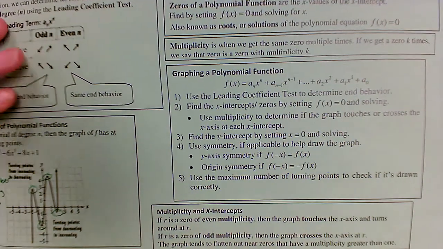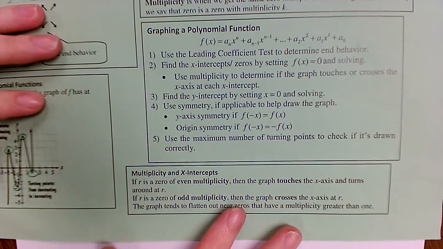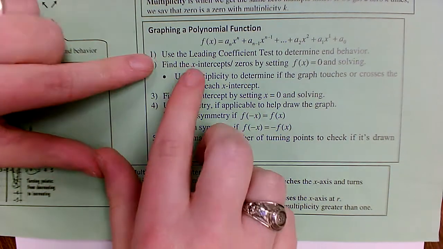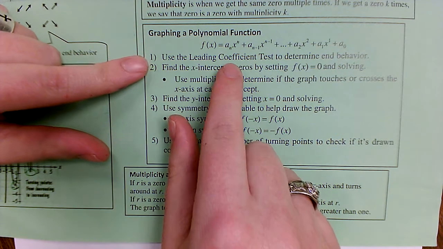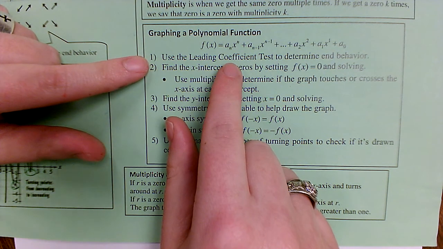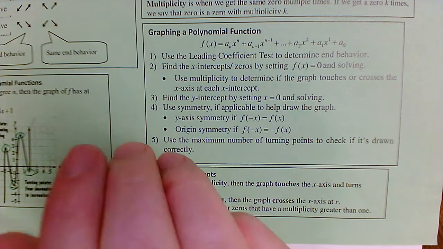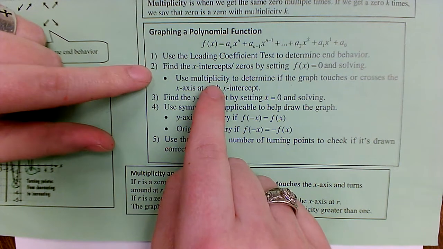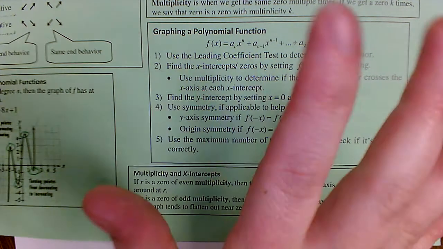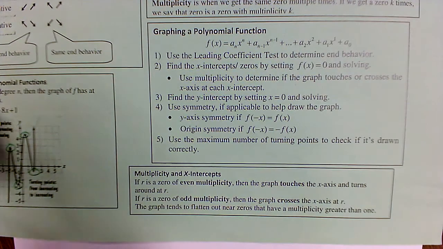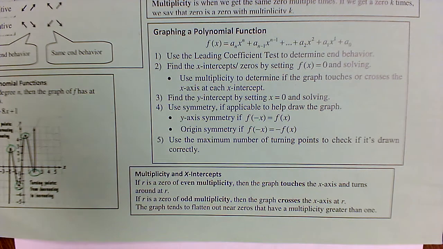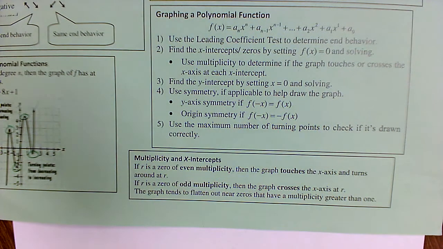Okay, so we have our polynomial function. Step 1 is we're going to find end behavior, and the way we're going to do that is by our leading coefficient test. That was one of the very first things we just talked about in this lesson. Step 2 is we're going to find our intercepts, our zeros, whatever you want to call them, and their multiplicities, and determine what the graph is doing there, touching or crossing the x-axis. Step 3, we're going to find our y-intercept.